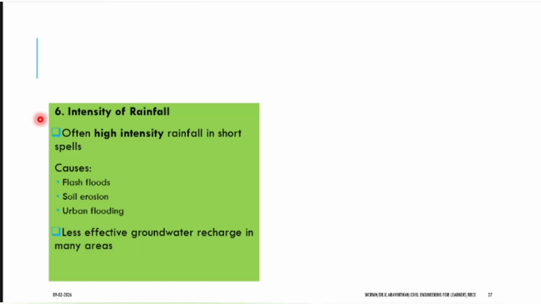Sir, within one day, if you have any hurricanes or floods, what will happen? The flash floods will happen quickly in 1 day or 2 days. All the rain will drop, so soil erosion will happen. Urban flooding: the water will stagnate. The water cannot be used for other purposes. Less effective groundwater recharge. This should not happen.